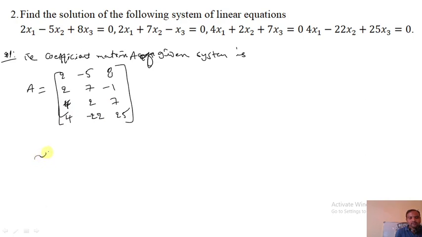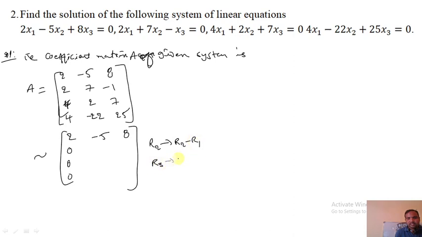Now convert to echelon form. That means convert all these entries below the pivot to zeros. The first row is 2, minus 5, 8. Now what operations do you have to apply? On R2 is R2 minus R1. On R3 is R3 minus 2R1. On R4 is R4 minus 2R1 again.